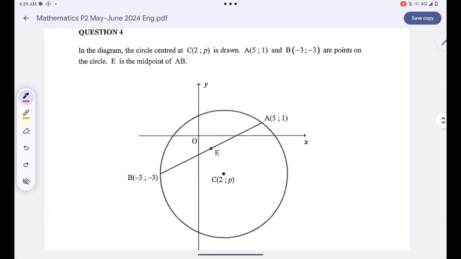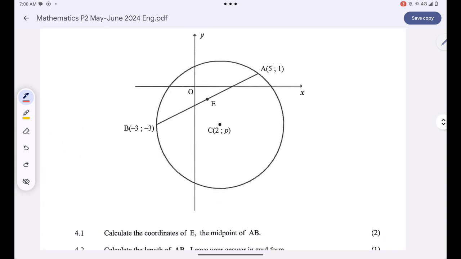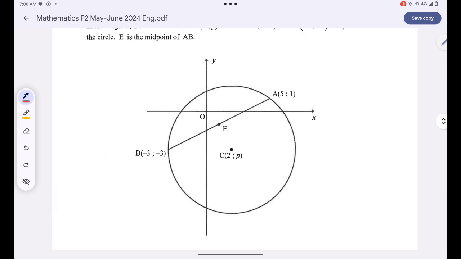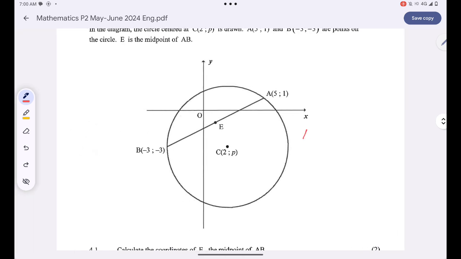Okay, in the diagram the circle centered at C is drawn, and we are told that A and B are points on the circle and E is the midpoint of AB. They want us to find the coordinates of E, the midpoint of AB. So the coordinates of E will simply be (x1 plus x2) all over 2, and then (y1 plus y2) all over 2.